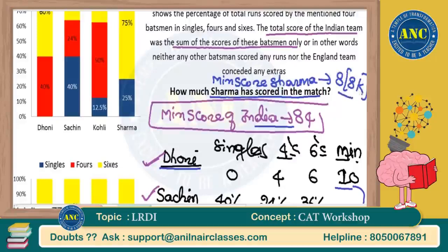If the score of India is 84, the minimum score of Sharma is 8. The score of India could be anything greater than 84. So the answer for the first question is: cannot be determined uniquely.